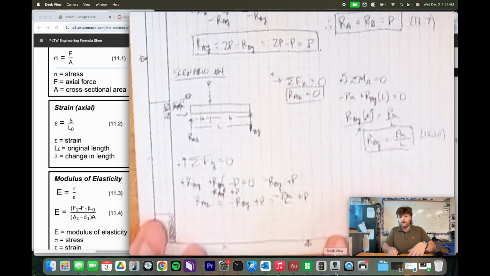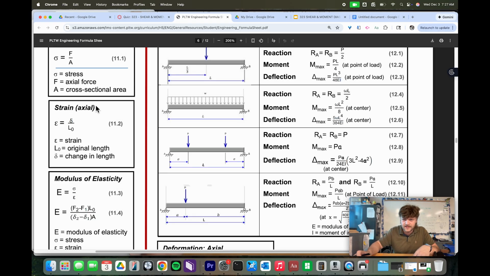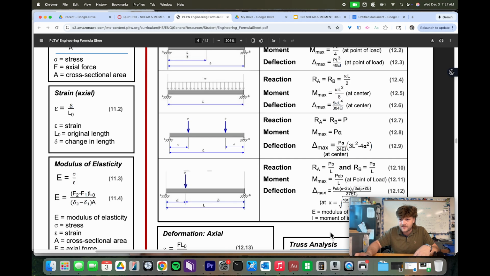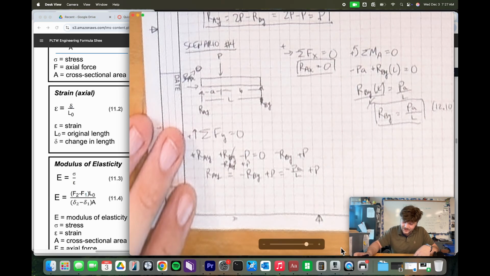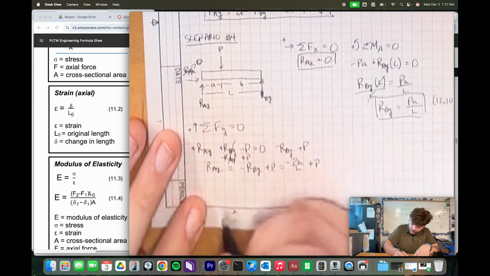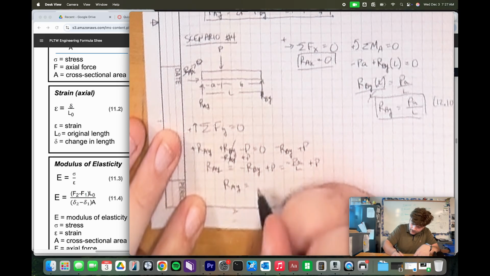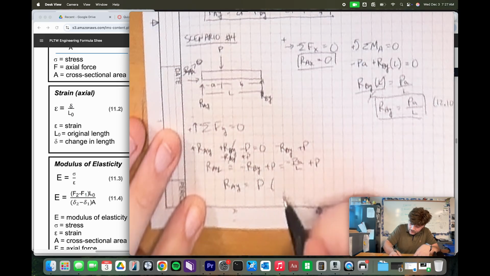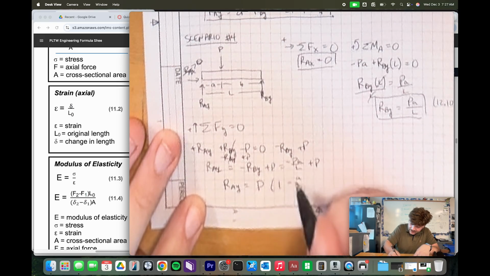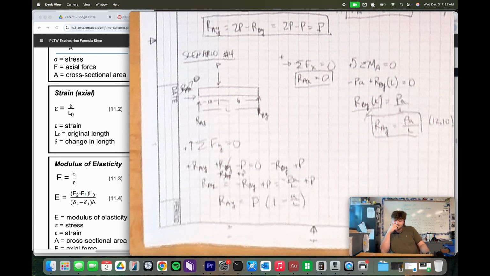So then now there's different things we can end up doing for this. Let's see, how do they have this written out? They have it P times B divided by L. So let's think about how we can end up rewriting this. If this is RAY, you could bring out a P. It's going to be 1 minus A over L. So we could do that.